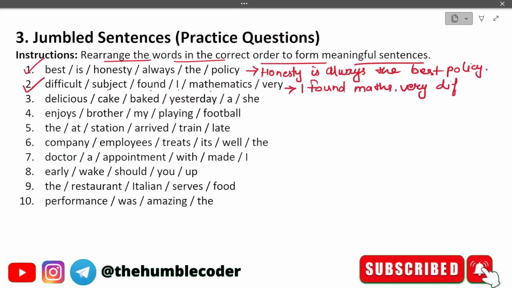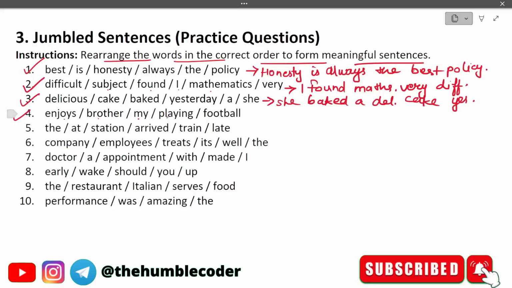Okay, so this is the correct arrangement. Moving on to the third sentence. Delicious cake baked yesterday a she. So the correct rearrangement will be, she baked a delicious cake yesterday. Okay, this is the correct arrangement. Let's move on to the next one now.